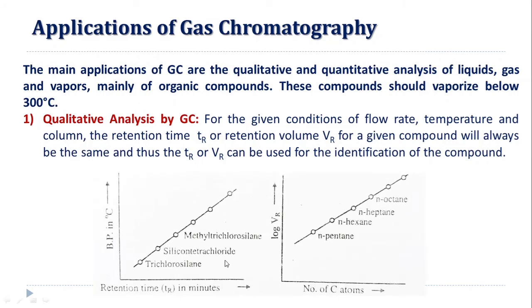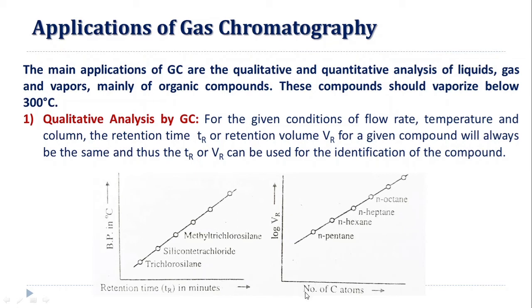If we plot the graph of retention time versus boiling point in degrees Celsius, this is trichlorosilane, this is silicon tetrachloride, this is methyl trichlorosilane. If you plot the graph for particular compounds, we can identify the boiling points in degrees Celsius. If you know the boiling point, then we can identify what the unknown sample is. So first we have to make a plot as a linear line, so we can identify the unknown sample also.